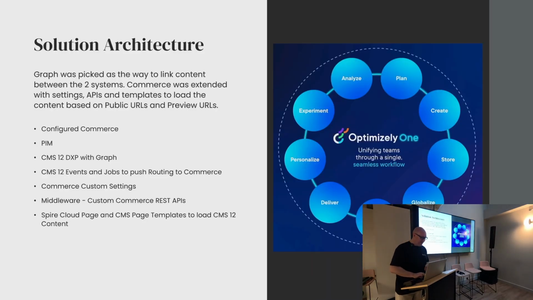So the architecture for this was just the main three products: Configured Commerce, PIM, and CMS 12, which was originally Find when the customer first came to us. Graph was in beta back then, so we moved on to Graph to run this project. We looked at CMS 12 events and jobs to push the routing from CMS 12 into commerce. We configured some custom settings in commerce to get the Graph system working with it, then a bunch of middleware produced inside commerce itself to connect up to that. And then inside the Spire CMS, I added a cloud page and a CMS page template to pull in content from the other system.